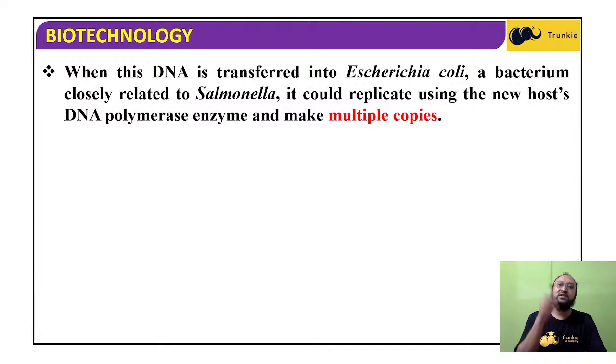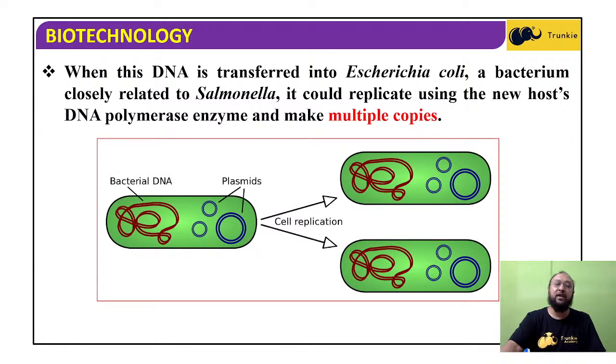So this was transferred into Escherichia coli, and from there multiple copies are made with the DNA polymerase enzyme, using that host DNA. Now the bacterial DNA, plasmid, and the cell replication.